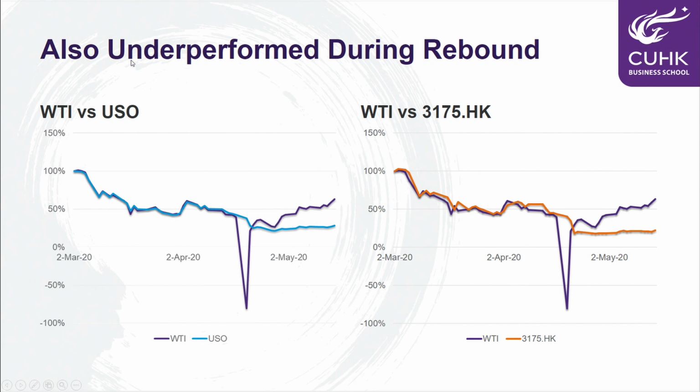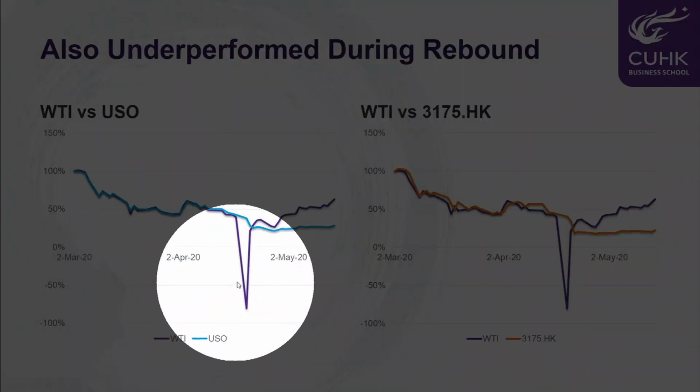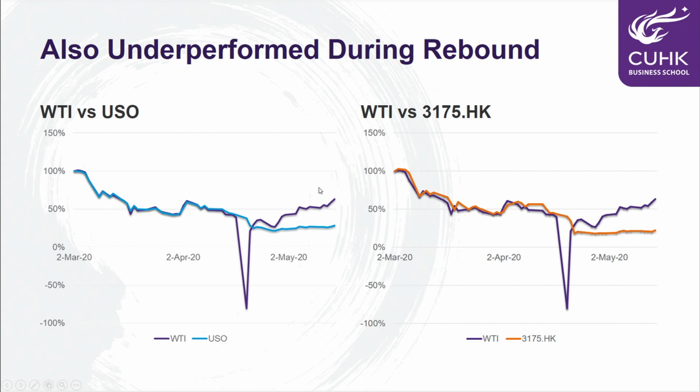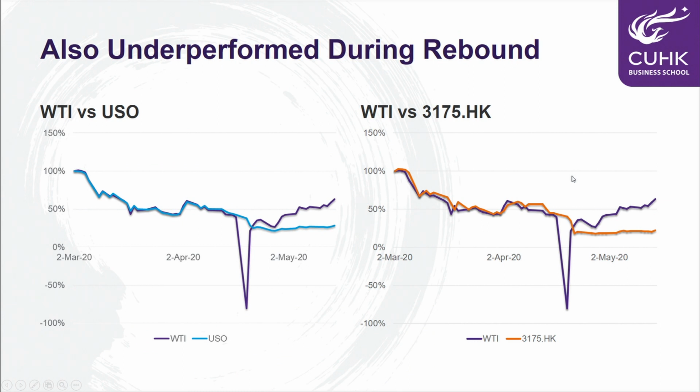I try to look at the relative performance of these oil ETF and the oil price. So you will see for the USO, although it rebounded, but it cannot follow the exact magnitude of the spot oil prices. And for the 3175, the Samsung crude oil ETF, so the rebound magnitude is not as good as the spot oil. Now, right now, then we can ask the questions, what's going on in the oil ETF?